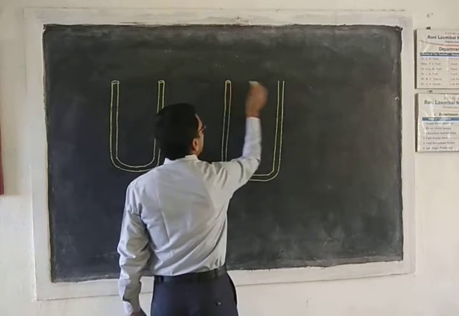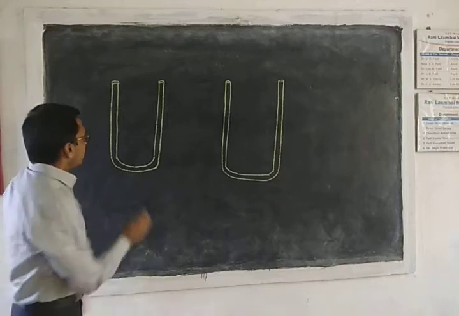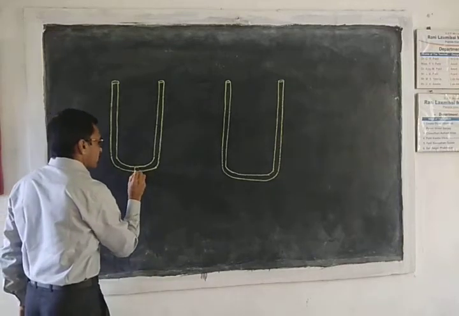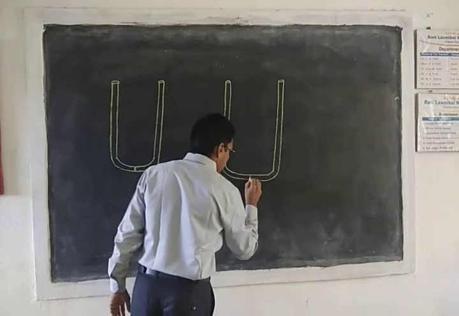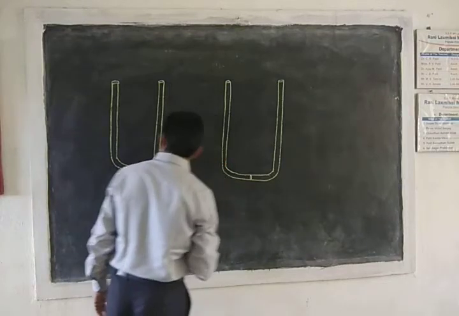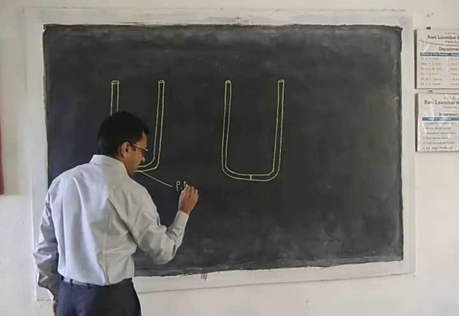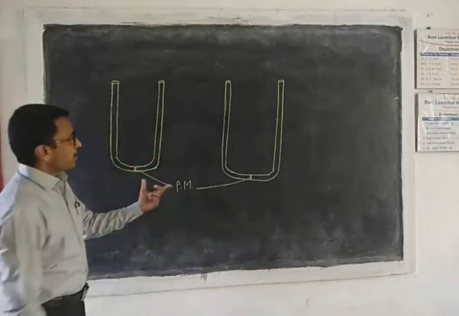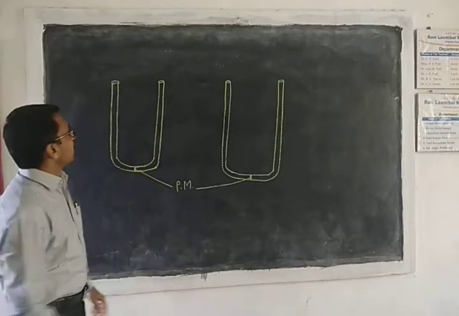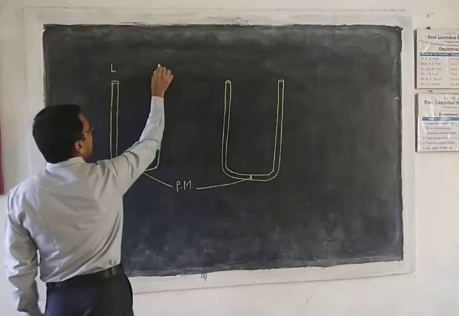See, this is a U-tube. In the middle portion of the U-tube, a plasma membrane is fixed. क्या है? Plasma membrane. This U-tube has two limbs. This is the left limb. This is the right limb.